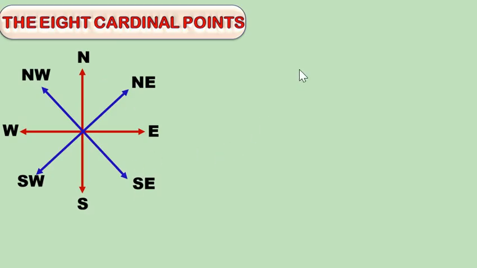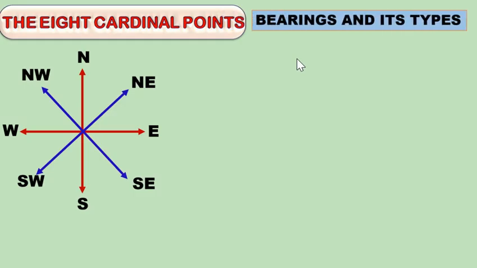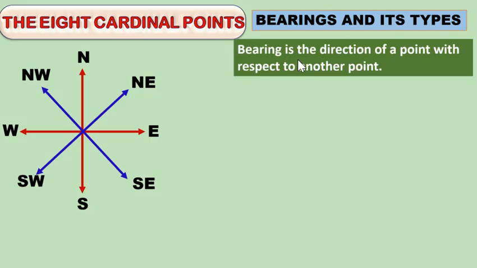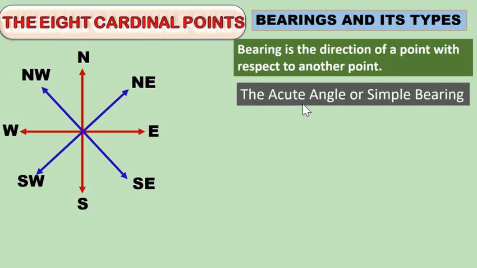So the bearing and its types. First of all, what is bearing? Bearing is the direction of a point with respect to another point. Based on that, we have acute angle or simple bearing formats.